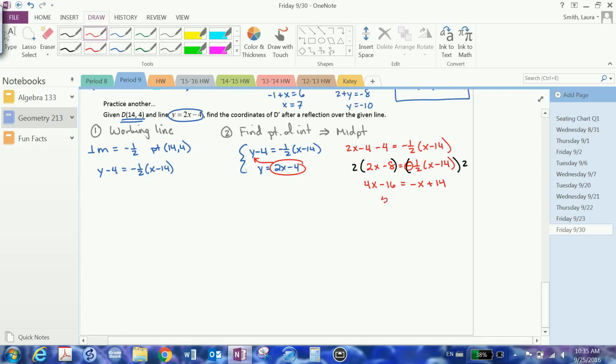All right, add the 6, add the 16, another nice number, so x is 6, and if x is 6, then y is 2 times 6 minus 4, so y is going to be 8. So (8, 6) is our midpoint.